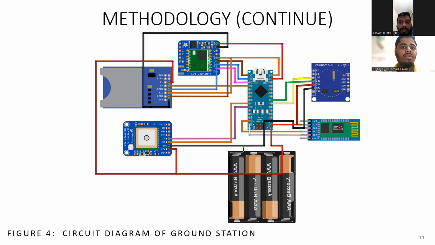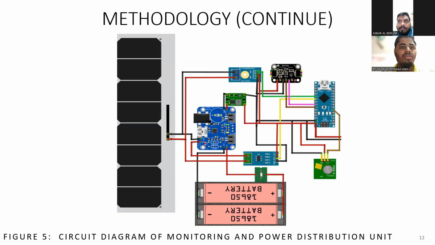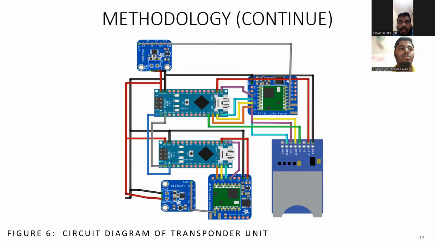And this is the circuit diagram of the monitoring and power distribution part of our CubeSat, where we see all the components of the monitoring and power distribution connected to the microcontroller and the power source. In the next circuit diagram, we'll see how all the components of the transponder unit are connected to the dedicated microcontroller and power sources.